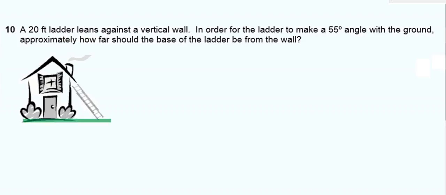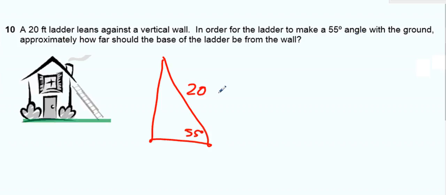So we'll get to some word problems now. A 20-foot ladder leans against a wall. In order for the ladder to make a 55-degree angle with the ground, approximately how far should the base of the ladder be from the wall? So we want a 55-degree angle with the ground. The ladder is 20 feet. And it's asking how far from the base should the ladder be from the wall. So this distance down here.